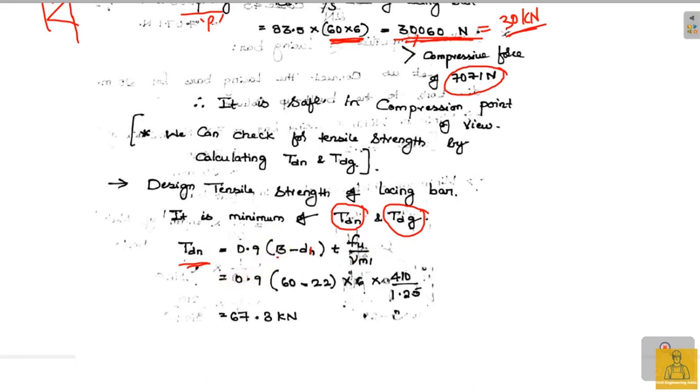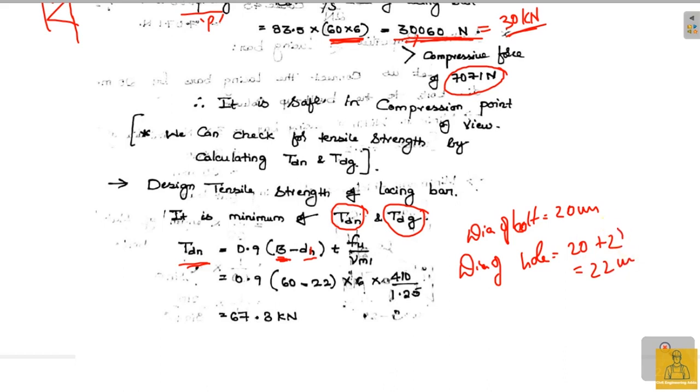So what is B? Width of this plate, 60. DH is the diameter of the hole. You know what is the dia of bolt, right? Dia of bolt is equal to 20 mm. And what will be the dia of the hole? It will be equal to 20 plus 2, 22 mm. So always add 2 for the bolt hole, right? So thickness 6 into the remaining terms Fu by gamma m1 will give you this.